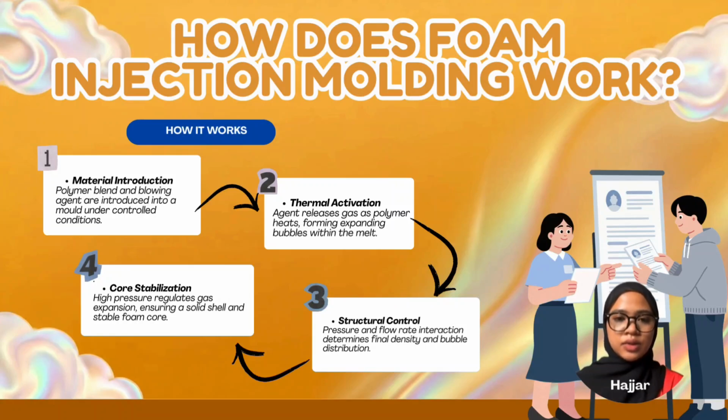Third is structure control. The operator carefully balances the machine's speed, which is flow rate, and pressure. This control dictates how thick or thin the foam bubbles will be, and how evenly they are spread throughout the part. Lastly is core stabilization. Keeping high pressure inside the machine ensures the gas doesn't escape. When injected, it allows the outside of the part to cool into a strong, smooth, solid outer shell, while the inside expands perfectly into a lightweight, structural foam core.